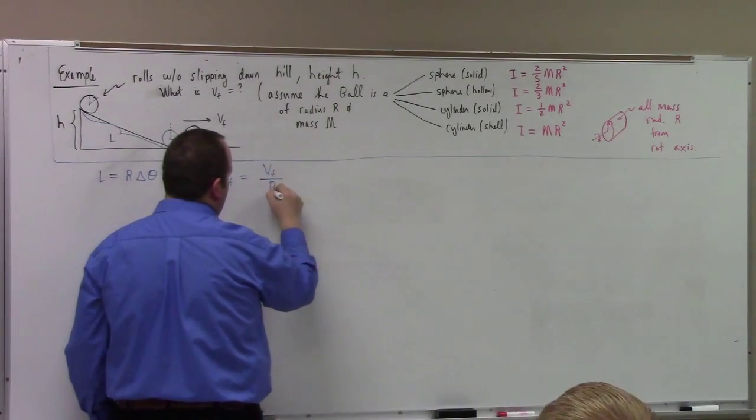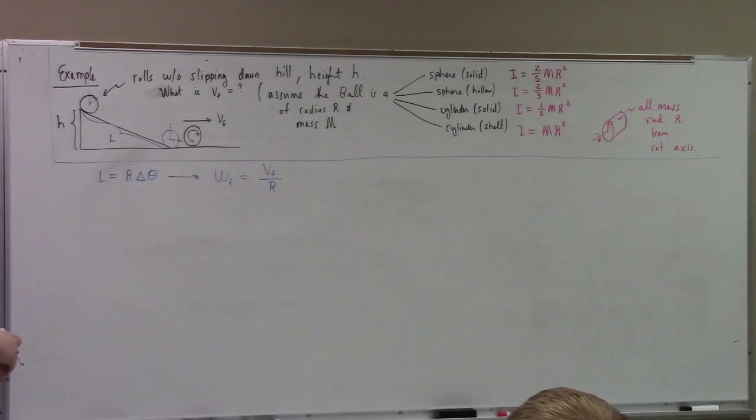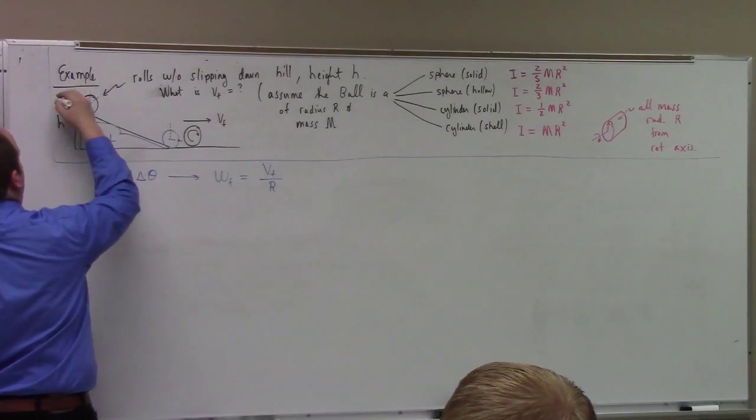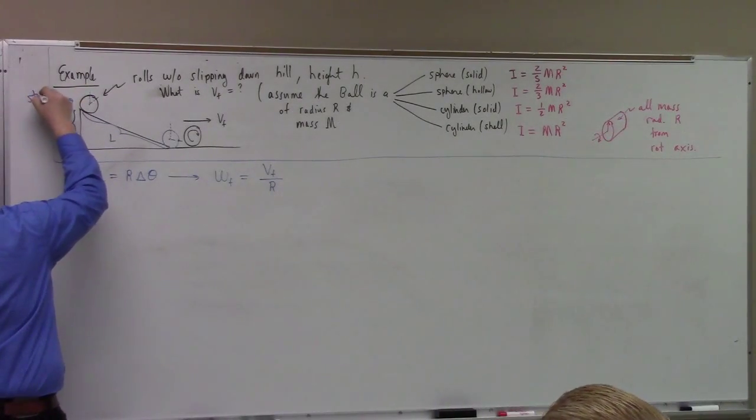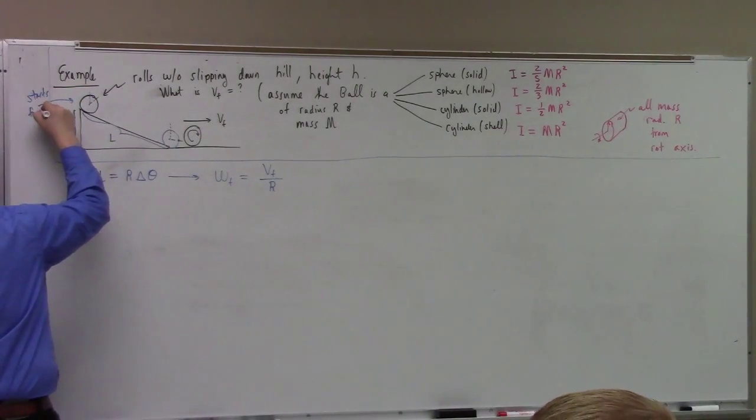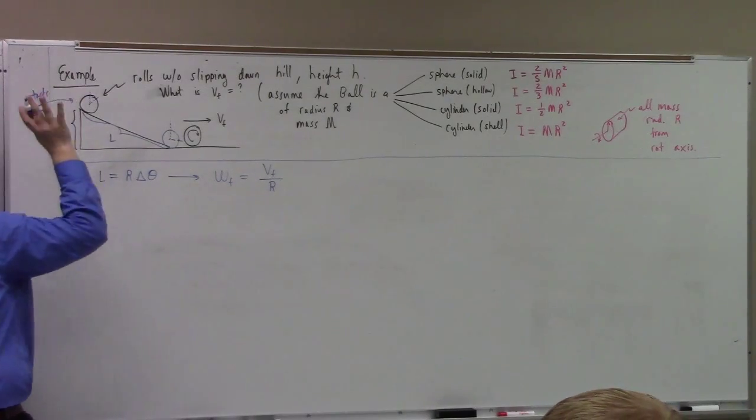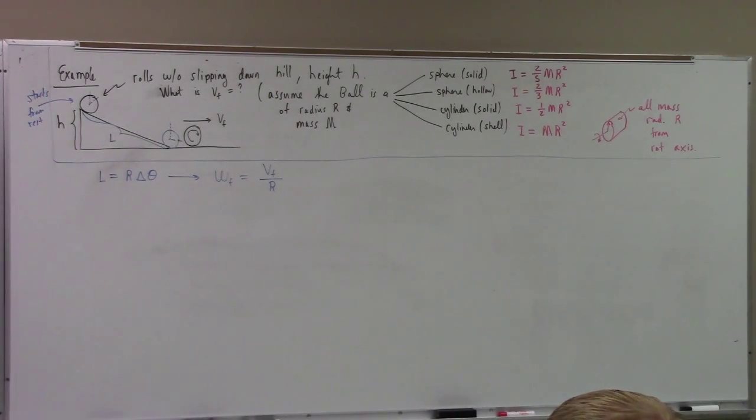It's Vf over r, right? So if I take the final linear velocity and divide by the radius, that gives me the number of radians per second. Let's assume that it starts from rest, all right? And then you let it go, and it rolls down the hill without friction. How fast is it going this way when it gets to the bottom of the hill? We all understand the parameters of the problem now? Do you guys?